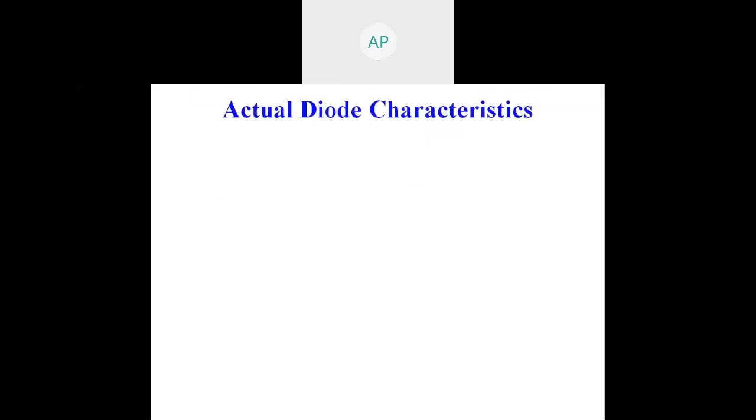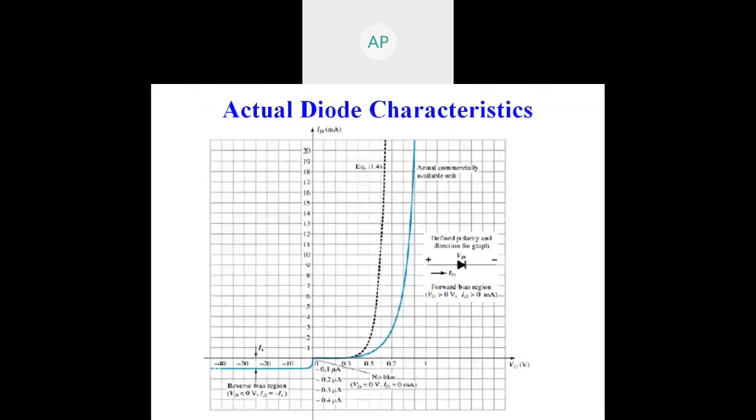So finally, guys, the actual diode characteristic looks like this if we combine the forward bias as well as the reverse bias. Here we have the forward bias region, where the potential across the diode is greater than 0 and the current is also greater than 0. Whereas for the reverse bias, the potential is less than 0 and the current flowing is also less than 0. A small amount of current flows in this reverse bias region.